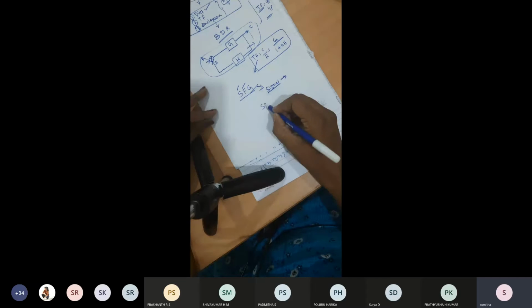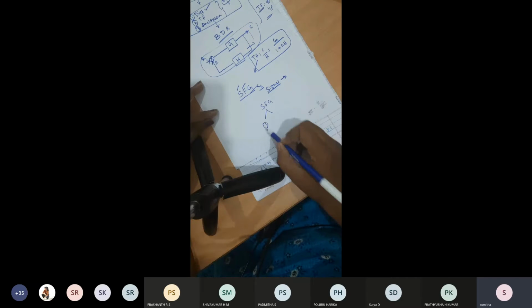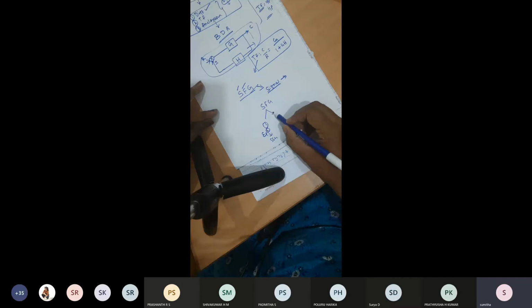In signal flow graph, we have two types. First one, equation will be given, you have to write the signal flow graph. Second one, block diagram will be given, you have to write the signal flow graph.